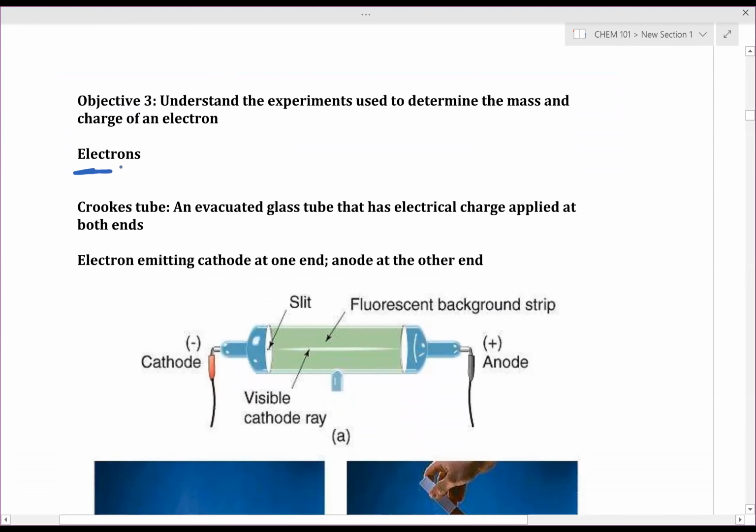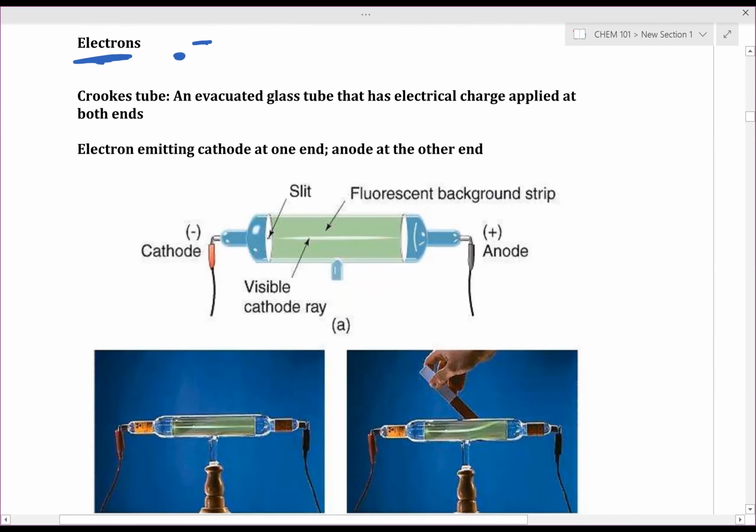So our goal is to focus on electrons, which are the negatively charged particle. To do this, we're going to look first at a Crookes tube. So what is a Crookes tube? It's an evacuated glass tube that has an electrical charge applied at both ends.